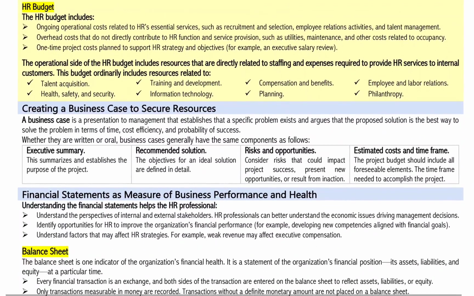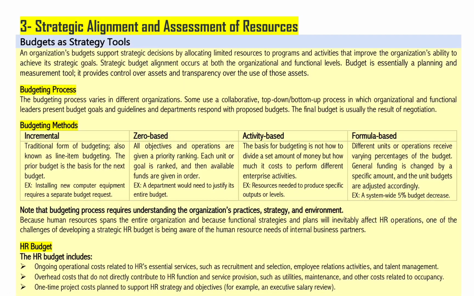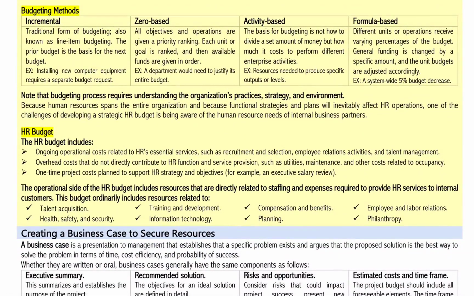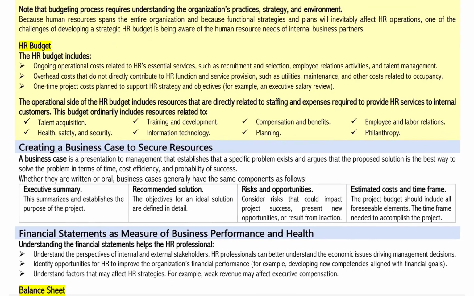HR budget. The HR budget includes ongoing operational costs related to HR's essential services, such as recruitment and selection, employee relations activities, and talent management. Overhead costs do not directly contribute to HR function and service provision, such as utilities, maintenance, and other costs related to occupancy. One-time project costs are planned to support HR strategy and objectives, for example, an executive salary review.